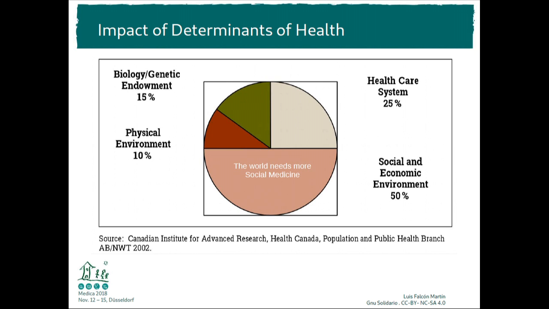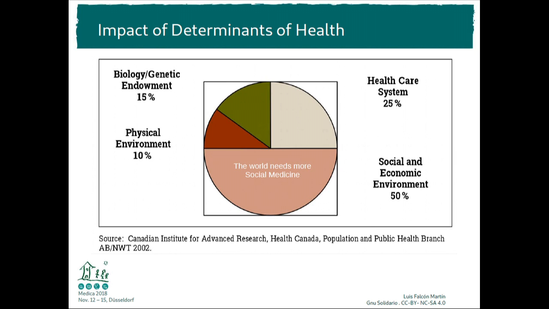And here, from the Canadian public health system, we see that 50% of our determinants of health come from socioeconomics. You know, genetics and biology is important, but it only accounts for what, 15%?